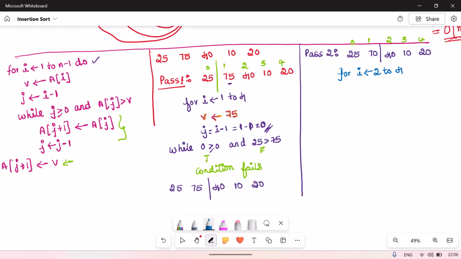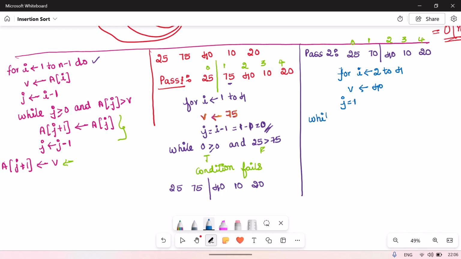So we take that element A of 2, that is 40, and place it at V. So 40 will be placed in V like this. Okay, and j will become i minus 1, 2 minus 1. So j will be 1. Let us do the while loop.